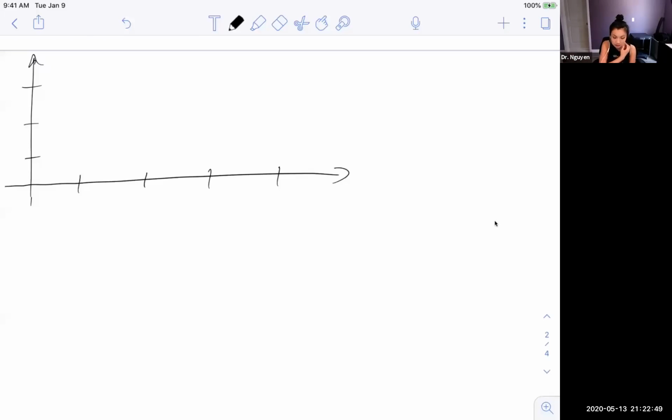Hi class, for this video, I want to talk about the average values of a function. Now, I understand it's very easy for us to calculate the average value of finitely many numbers. So for example, if I want to calculate the average of 20 numbers, I can just add them up and divide by 20, right? But how do we compute the average temperature during a day if infinitely many temperature readings are possible?